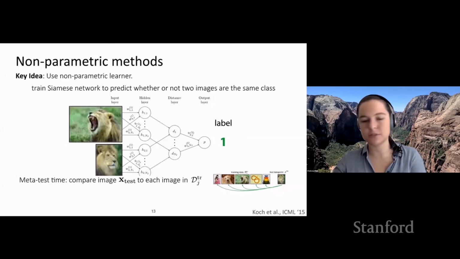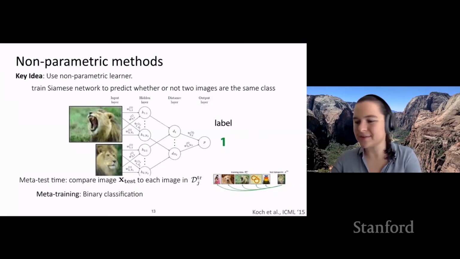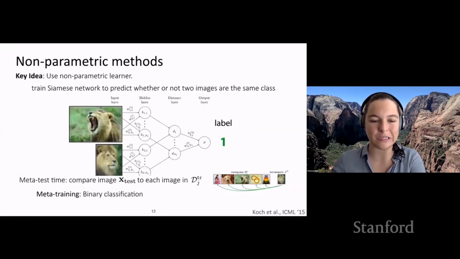And you follow this kind of procedure down here to make a prediction for X test at meta test time. Okay, so this is kind of the key idea behind this initial approach. Now, in general, this approach works pretty well, and it's quite simple, which is really nice.